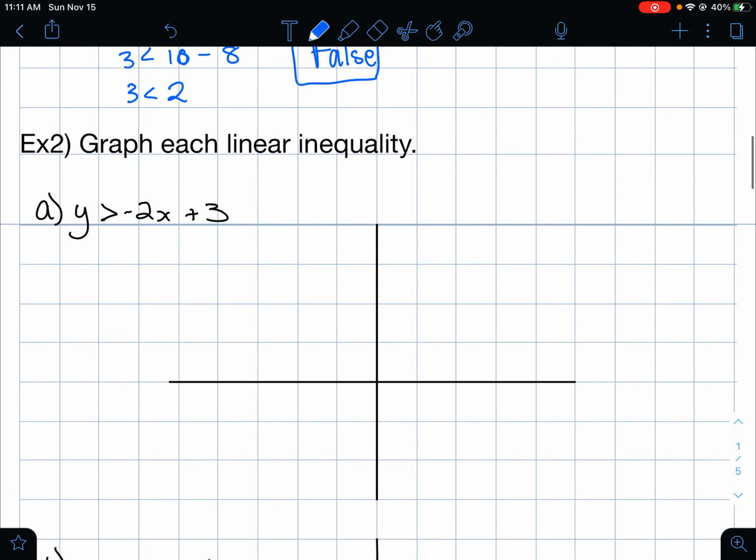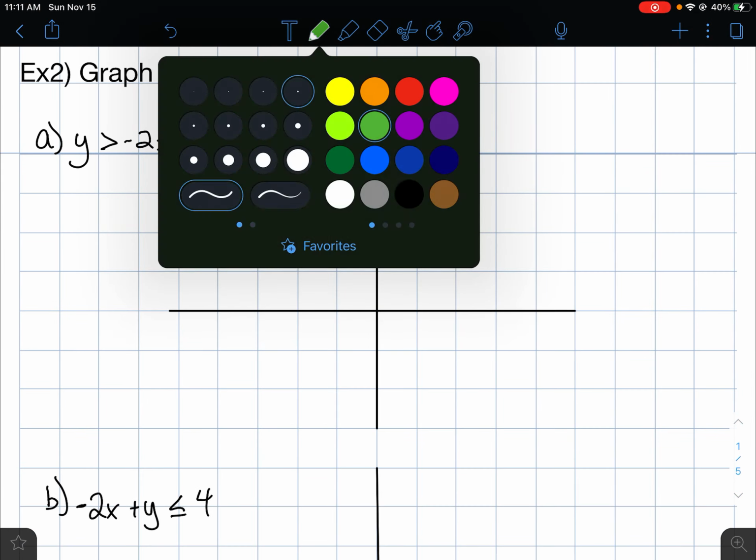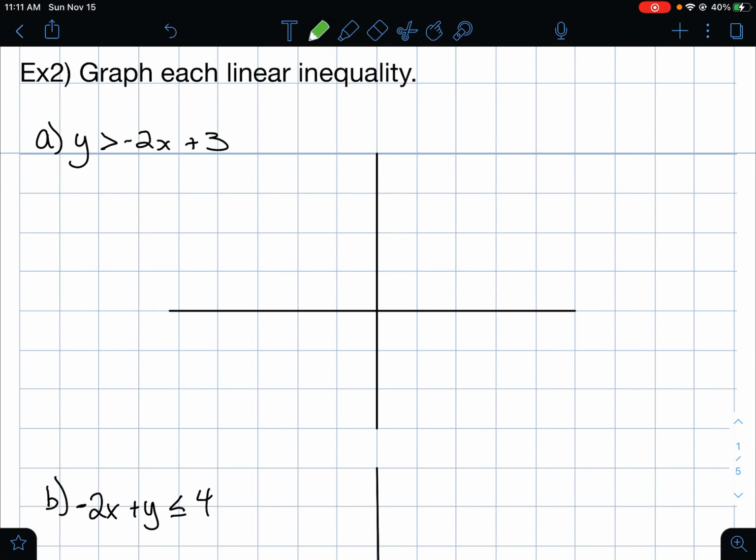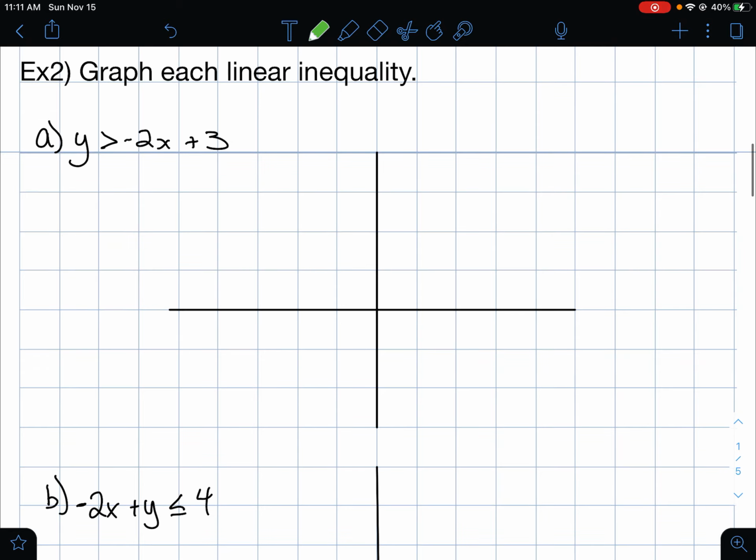All right, so now we're on to our first example, and our first example says y is greater than negative 2x plus 3. So this is already in slope-intercept form. Remember that we always graph our y-intercept first, which in this case is positive 3. So I'm going to go straight up 3 on my y-axis, and then my slope is technically negative 2 over 1. So what that means is I'm going to go down 2 and right 1. I also could go up 2 and left 1, but because my graph is a little messed up, I'm not going to do that at this point.